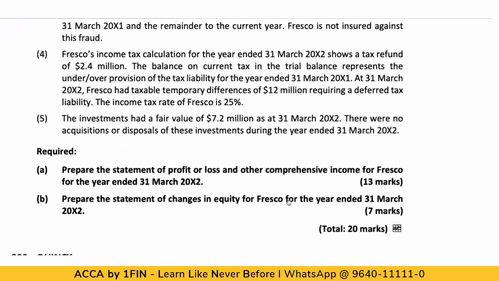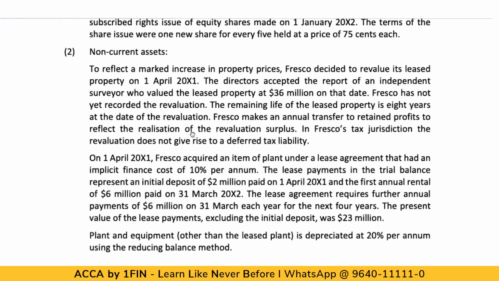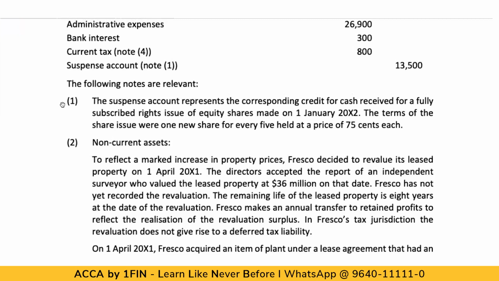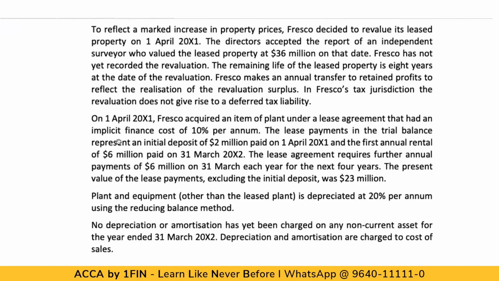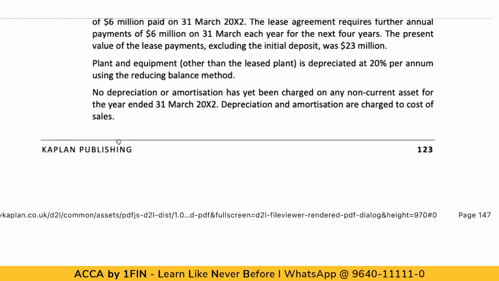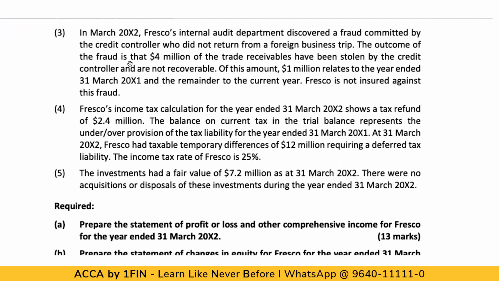So how many standards has it tested? This is not a typical testing. Non-current asset revaluation, 1 test. Lease, the 2nd standard. Depreciation is normal. This is fraud-related prior period correction, the 3rd. Tax calculations, and investments at fair value. So only 5 adjustments were tested.